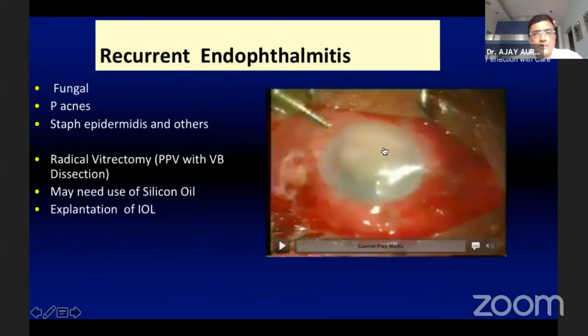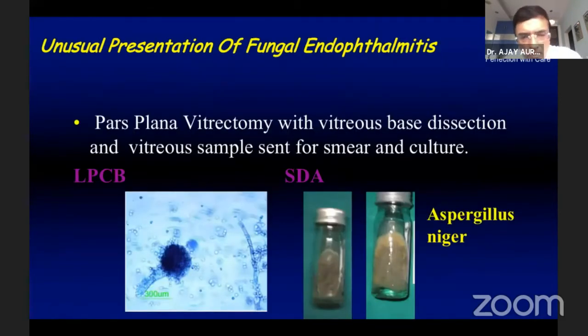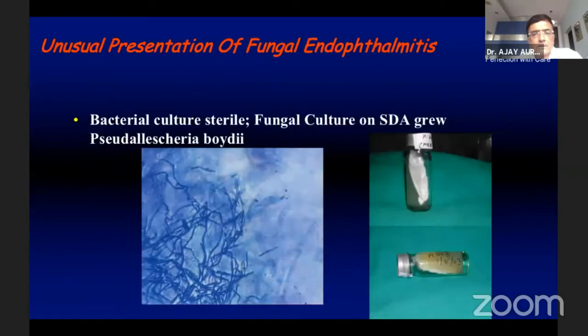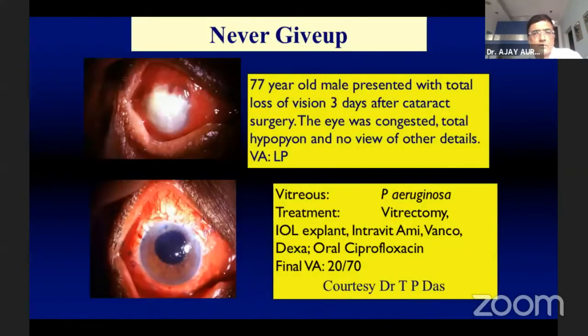This is another case. You can imagine this patient, we had to clear up the anterior chamber, did a radical vitrectomy, and used silicone oil in this case. Now, fungal endophthalmitis can be caused by numerous organisms. This is just an example of a patient who presented with an acute onset endophthalmitis with Aspergillus niger. Usually it presents as chronic, but can present as acute, and a case of Pseudallescheria boydii, which again was diagnosed. And it's important never to give up on these cases.